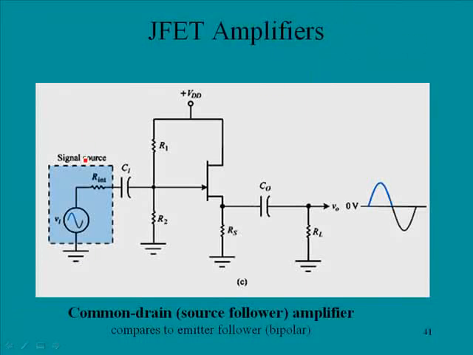Our final amp we're going to look at is the common drain. Notice that for purposes of AC, going up to VDD looks like it's connected to ground for purposes of AC. This is also referred to as the source follower, and recall that we looked at the emitter follower in bipolar. We have our signal source coming in, it goes to the gate, and then it goes to the source.